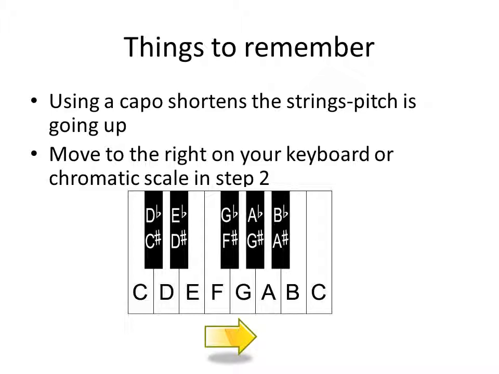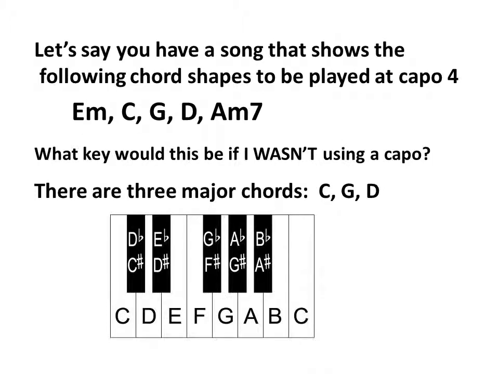So let's talk about an example. I think it's Our God is Greater. I think we play at capo 4, and I think these are the chord shapes that we play: E minor, C, G, D, A minor 7.